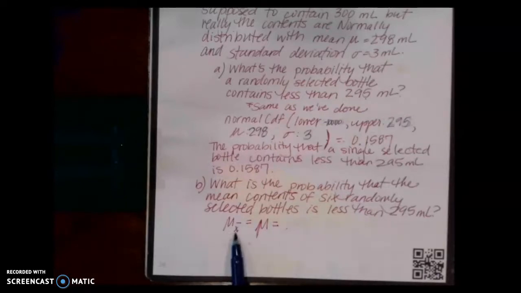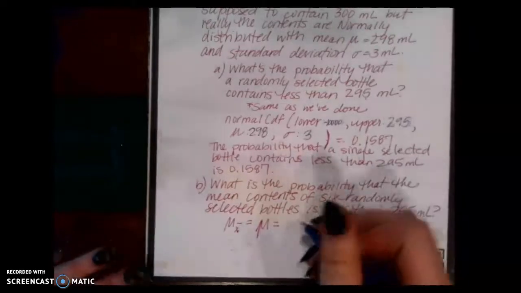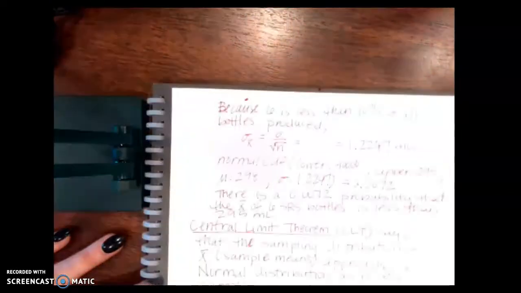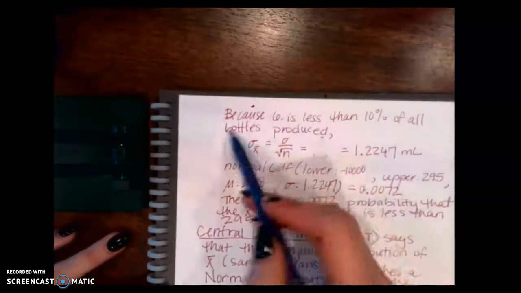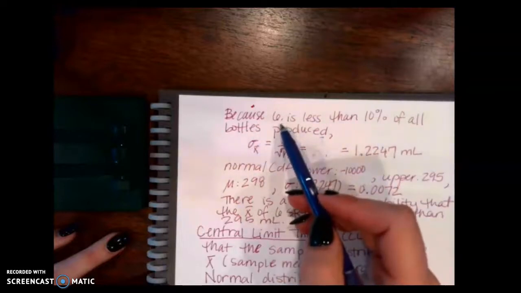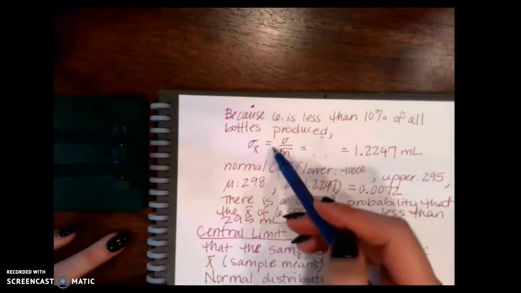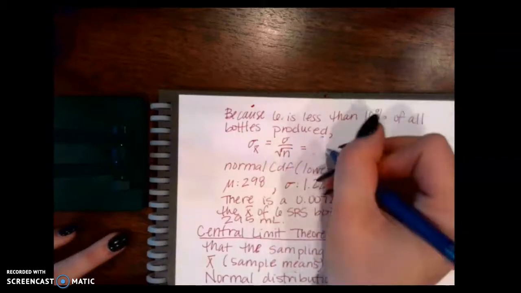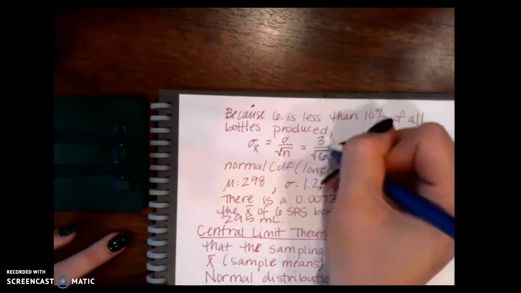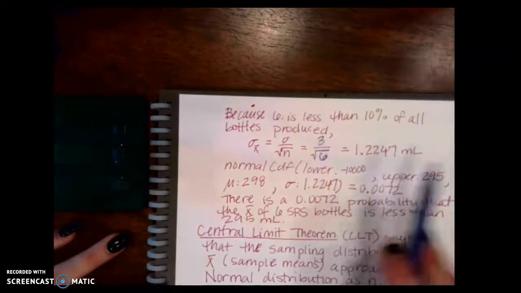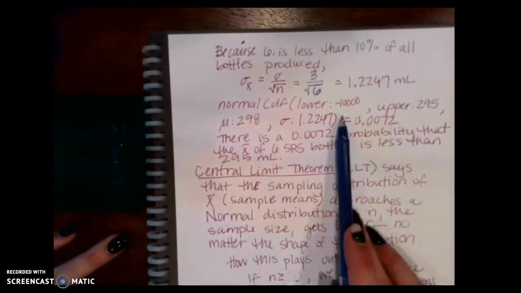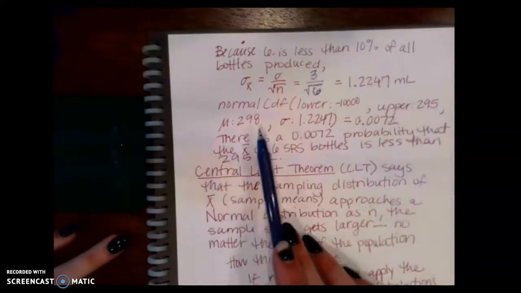So mu sub x bar is equal to mu, so it's still going to be 298. Because 6 is less than 10% of all bottles produced, we've met our 10% condition. We're going to guess that the factory is making more than 60 bottles. Then sigma sub x bar is equal to sigma divided by the square root of n. Sigma was 3, and our sample size is 6. 3 divided by the square root of 6 gives us 1.2247 milliliters. So now we've got our new normal CDF. Our lower end is negative 1,000, upper 295, mu 298.